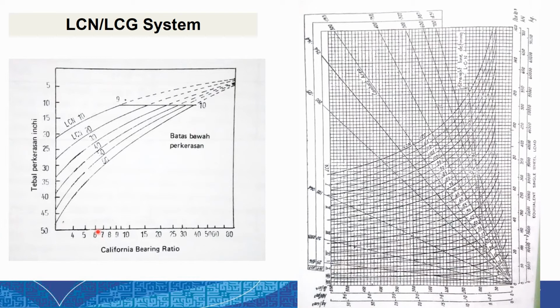So we just project vertically from the CBR until we meet the curve for the LCN here, and then we project horizontally until we know the thickness of the pavement here in inches.